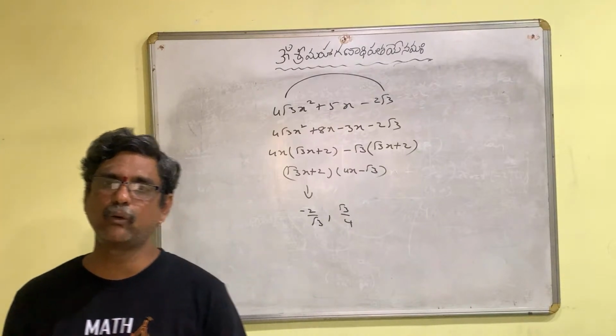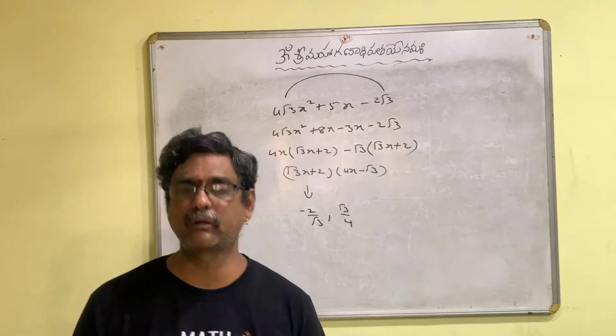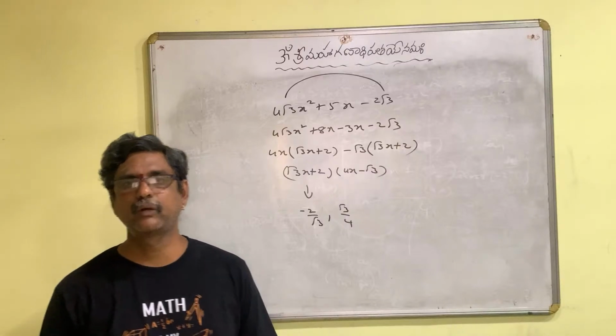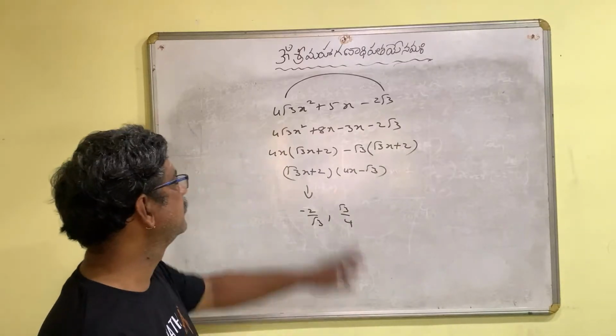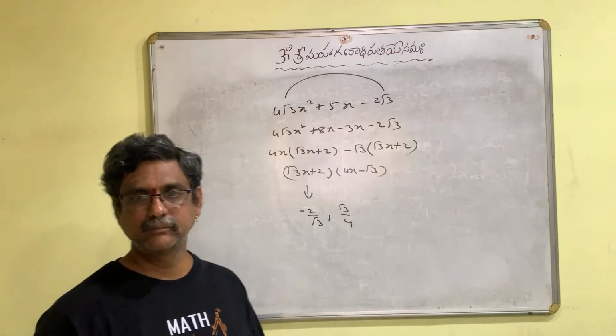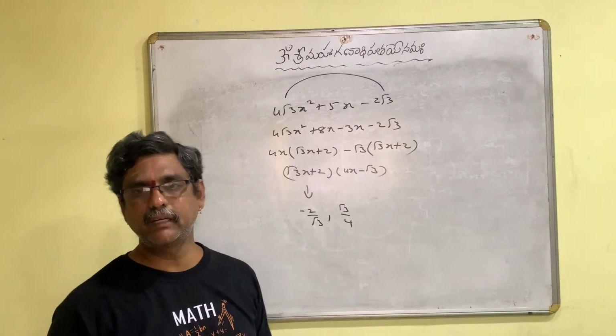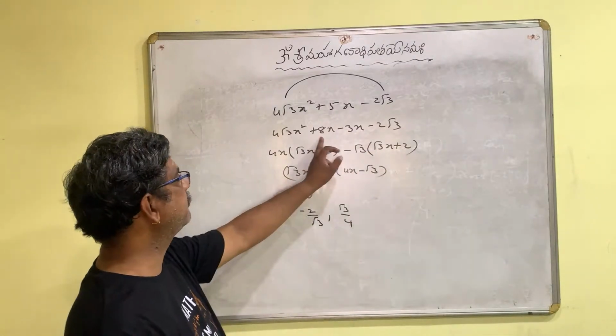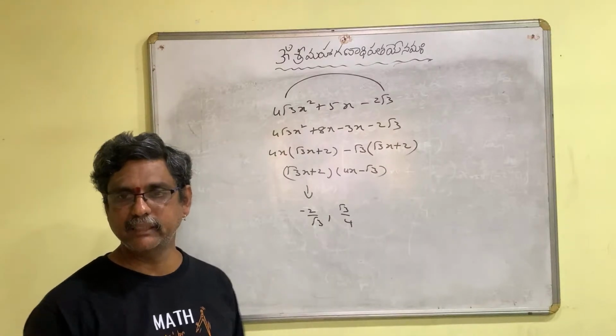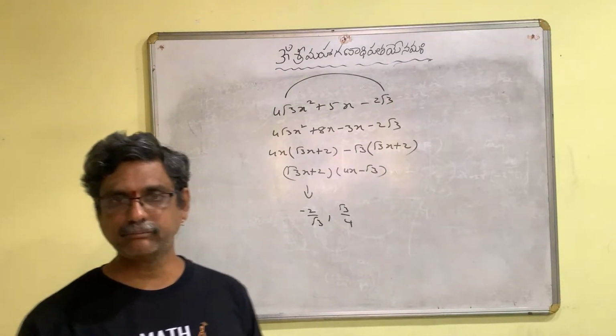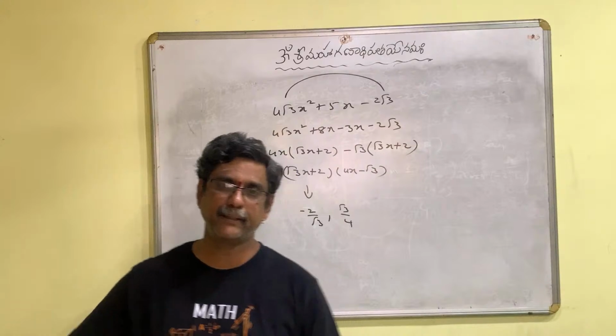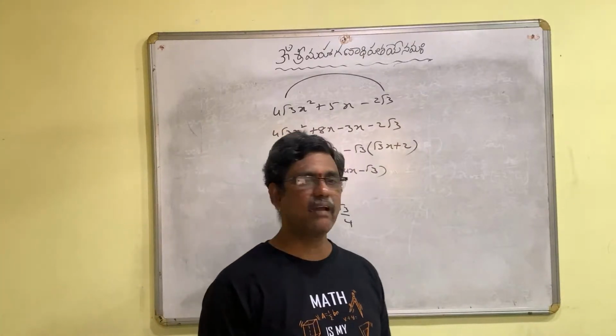4 root 3 into negative 2 root 3 is negative 24. So negative 24 we can split it: 8 into negative 3 is negative 24, and 8 minus 3 is positive 5. Splitting the middle term. Okay? Okay, that's all for today.